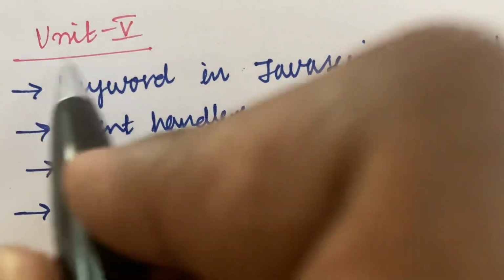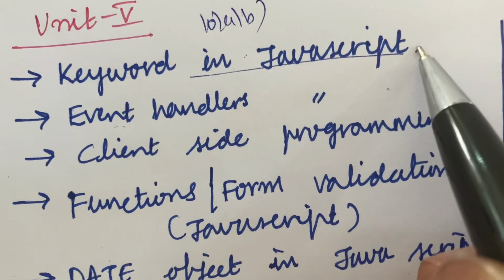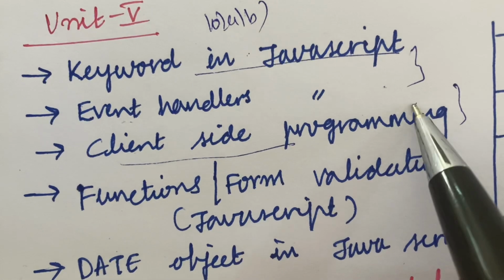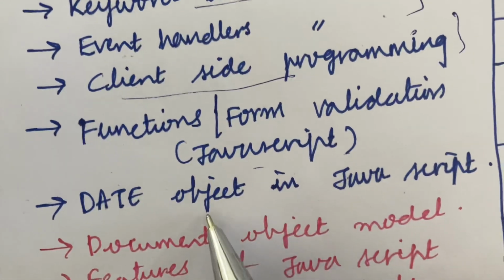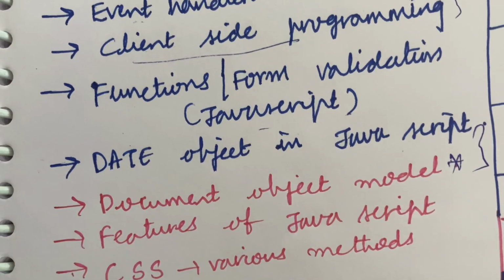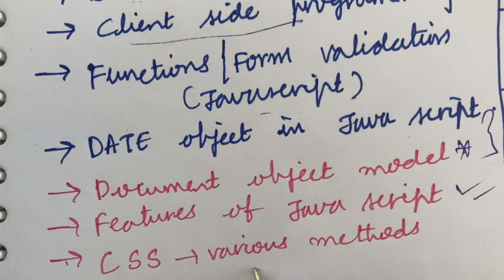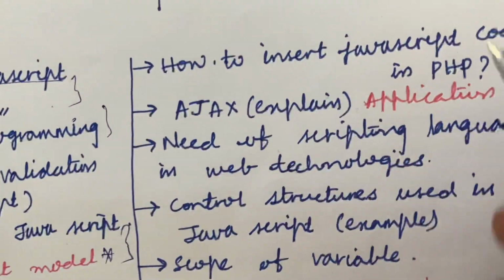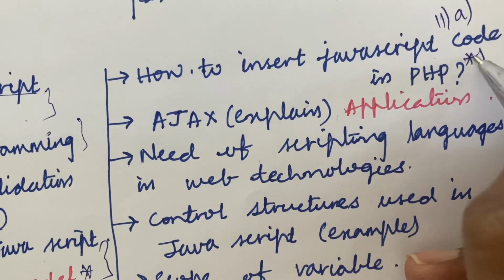Unit 5 is all about 10A as well as 10B: the keywords in JavaScript, event handlers in JavaScript. Dear students, do not skip any part of this. You may get any corner from the syllabus, any part. The functions, form validation in JavaScript, the date object in JavaScript, and the document object model is said to be a topmost question, a 2-mark question. Features of JavaScript may be a long question, and CSS and the various methods, it's under 10A as well as 10B. How to insert JavaScript code in PHP may be an 11A question for this time for sure.